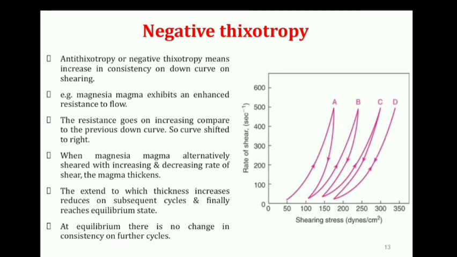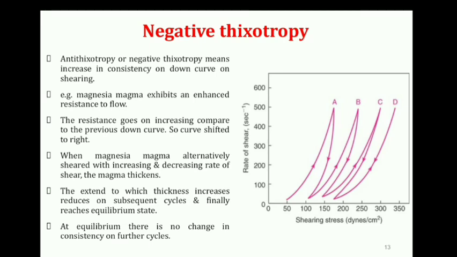Magnesia magma exhibits an enhanced resistance to flow. The resistance goes on increasing. What are the characteristics of this rheogram that we are going to discuss? The resistance goes on increasing compared to the previous down curve, so the curve is shifted to the right. As you go on shearing this material through increasing and decreasing rate of shear, the consistency goes on increasing.